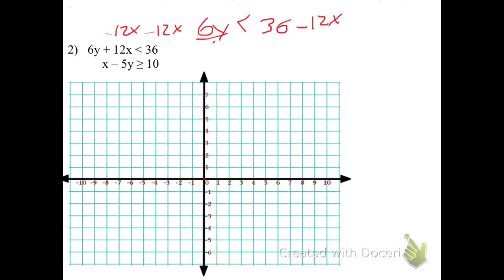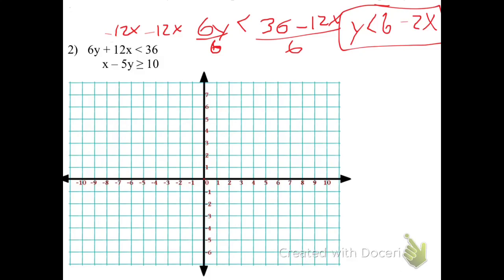Okay, you have to get y by itself once again. So remember, divide by the 6. You're solving for y. Since we divided by a positive, we don't change the direction of our inequality. Just leave it as y is less than. 36 divided by 6 is 6. And 12x divided by 6 is 2x. And we got our first inequality ready to go. Let's get the other one ready.